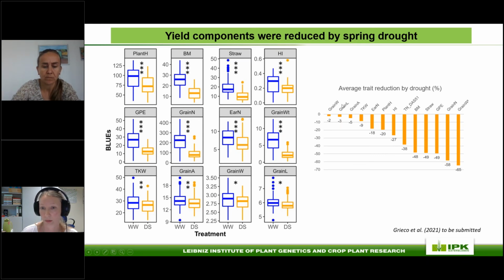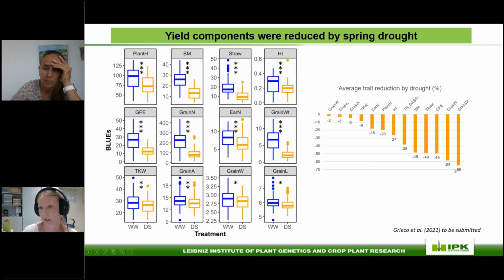Here we checked the average trait reduction caused by drought, and there is barely an effect on 1,000 kernel weight and its components, because the drought was happening before the flowering time. There is a stronger reduction already in the tillering, so in the ears that formed on the spikes, that had an effect on plant height, harvest index, and so on.